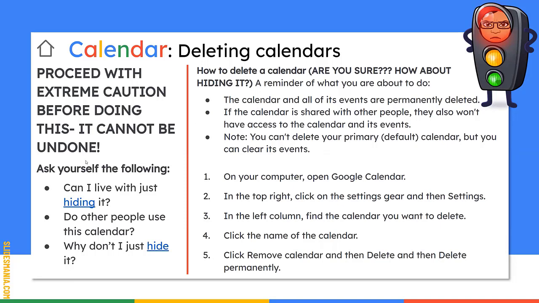Anyway, okay. So you want to proceed with very, very extreme caution, and you want to think through some things. So these are the things you want to think through. Can I live with this if I just hide it? That's the first thing you want to think about.